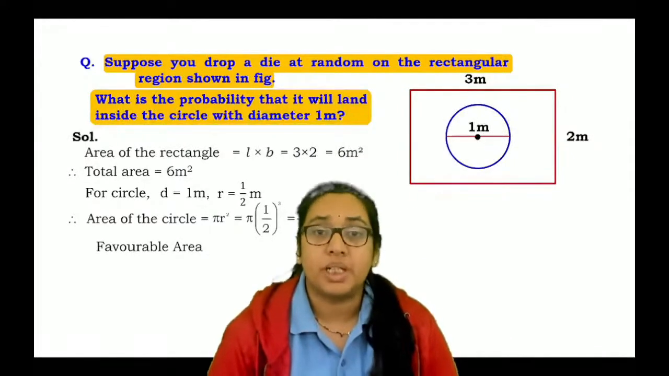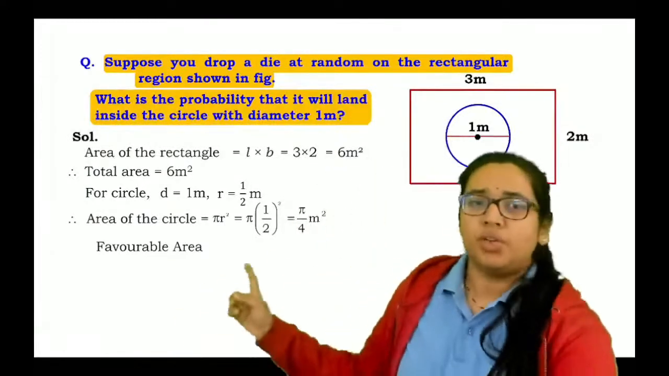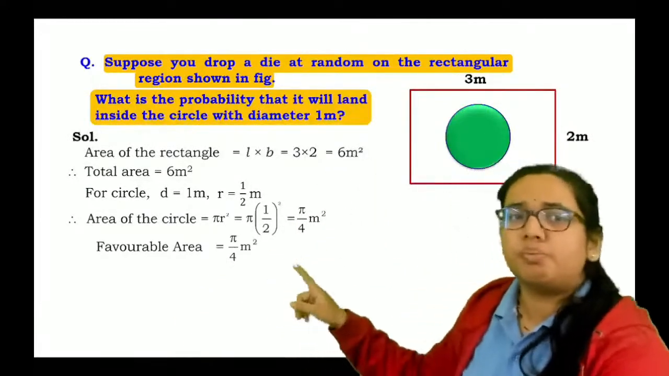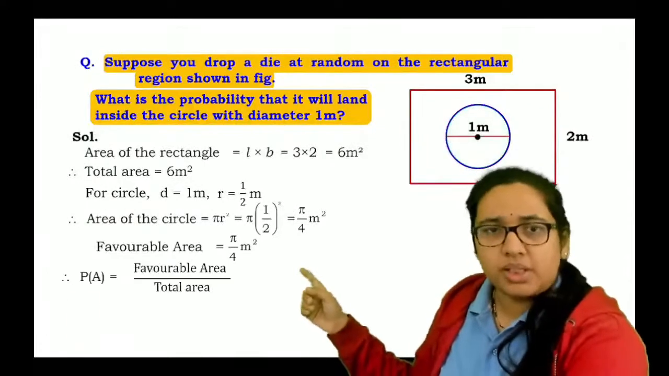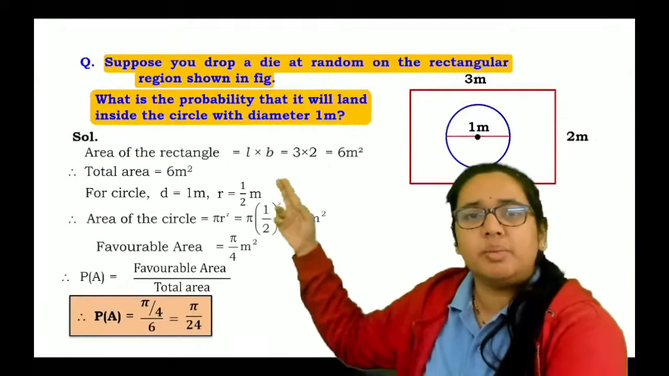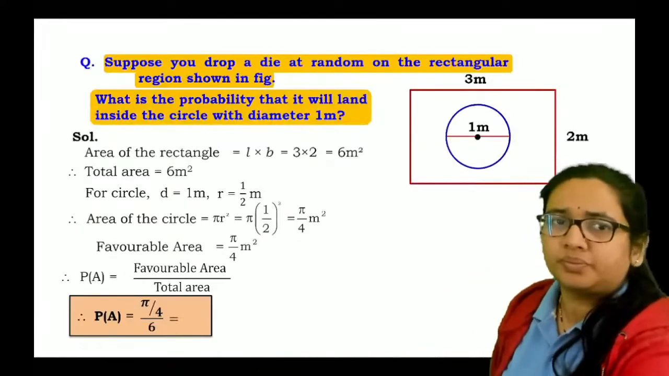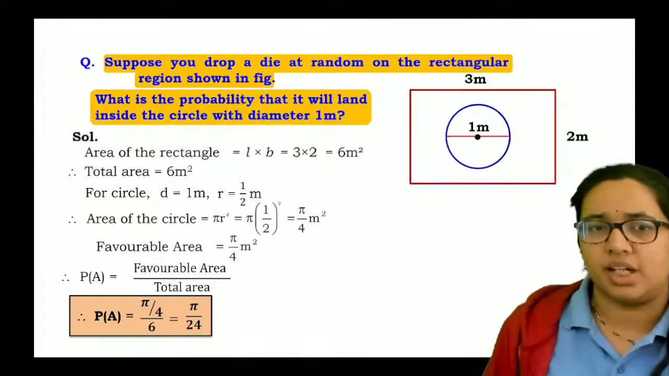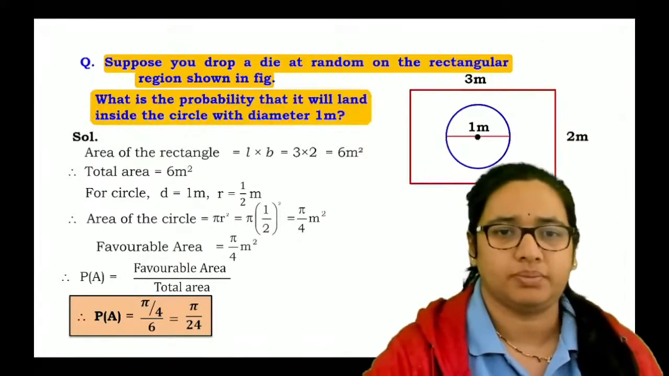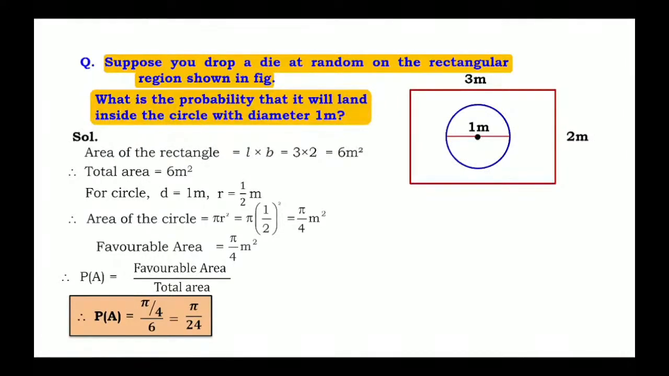So, favorable area equals pi upon 4 square meters, and total area is nothing but 6 square meters. So, our final answer will be something like this. This will be our final answer. Getting this one? Okay. Should we move on to the next question?